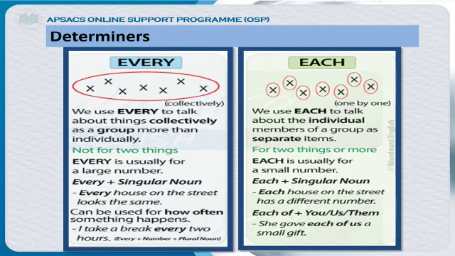Each is usually for a small number and is used with a singular noun only. Each house on the street has a different number. It is also used with you, us, or them. For example, she gave each of us a small gift. So each and every individual of a group is mentioned.